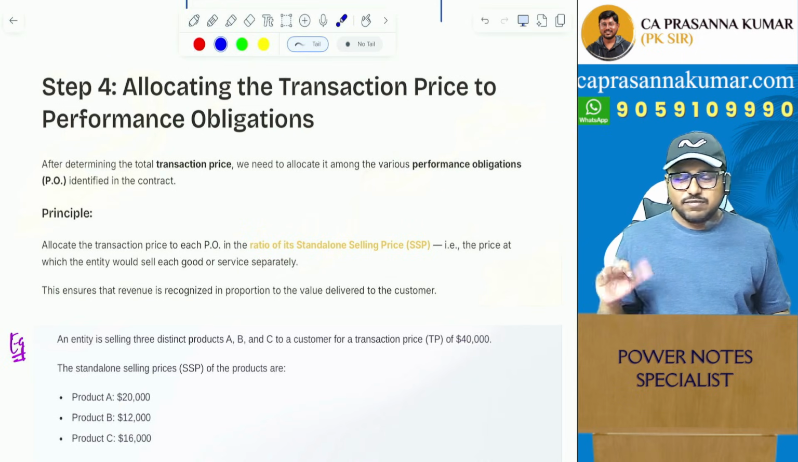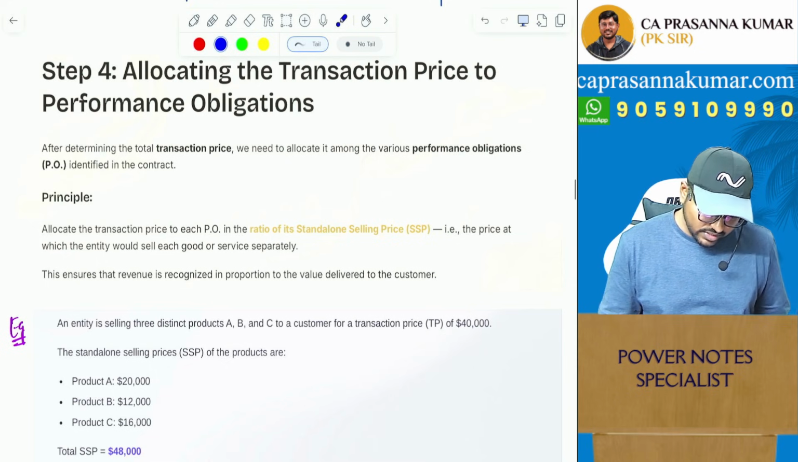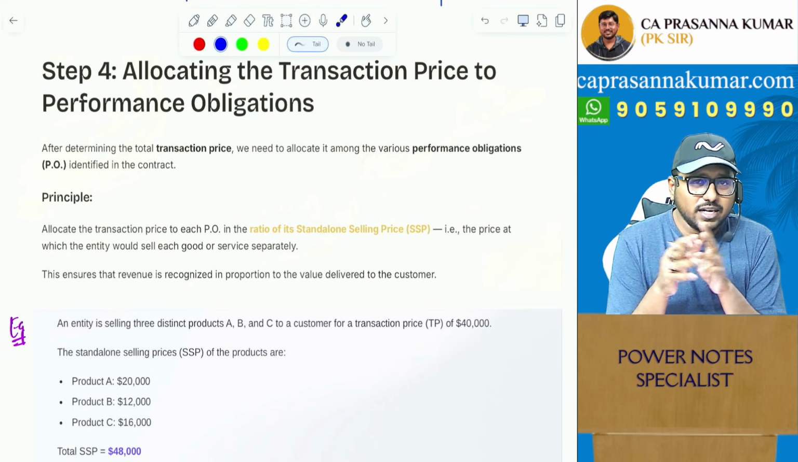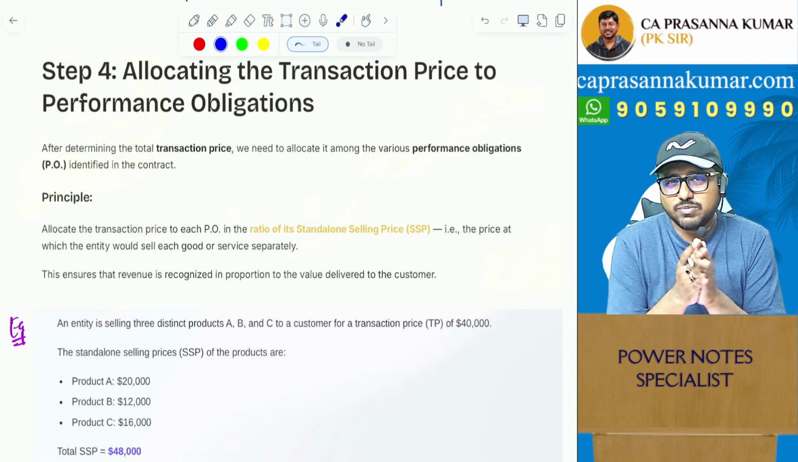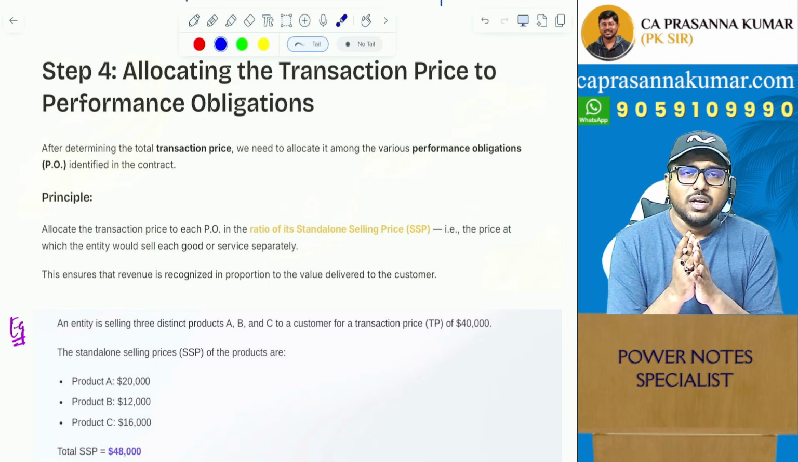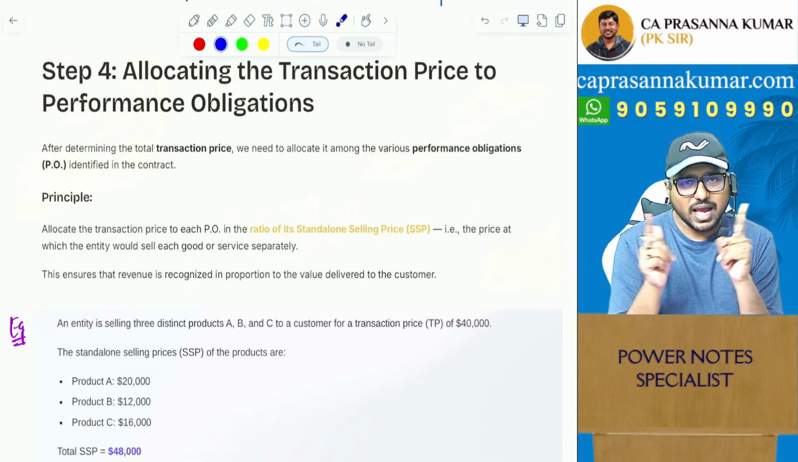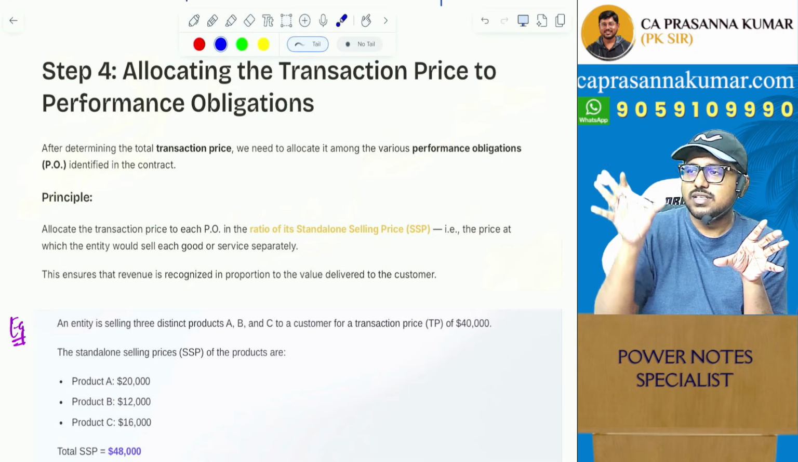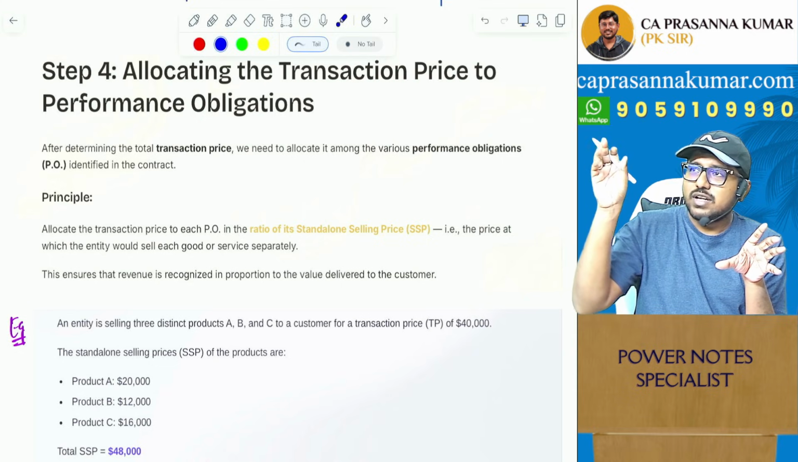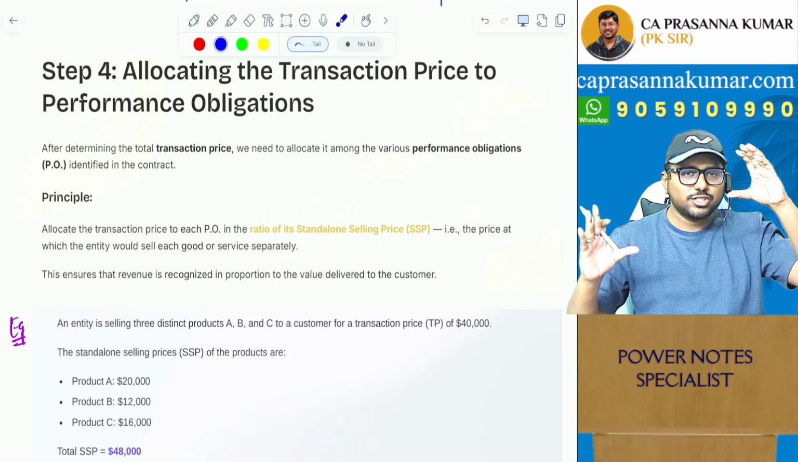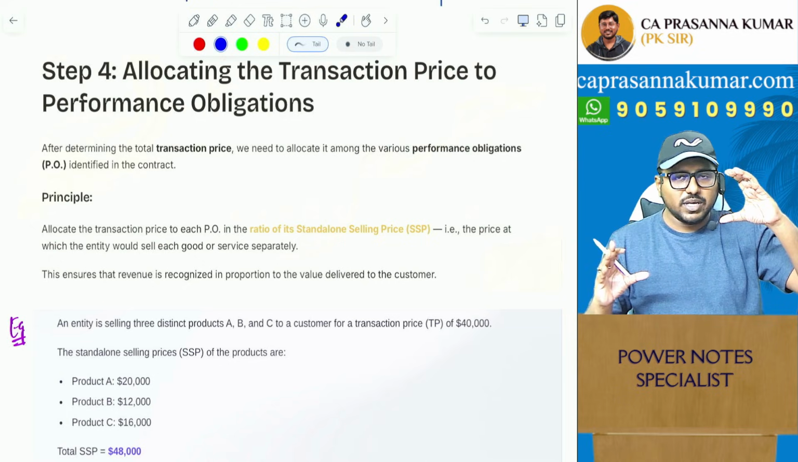Now step 4 and step 5 are pretty easy for us. So fatafat, let's look at it. Step 4 is what? Matching step 2 and step 3. What is step 2? Identifying POs, performance obligations. What is step 3? Identifying the transaction price, finding out what the transaction price is. Now in step 4, we are going to match step 2 and step 3. So if there are multiple POs and a single transaction price, this single transaction price has to be allocated to multiple POs. That's what we are going to do. Matching step 2 with step 3. Performance obligations with transaction price.